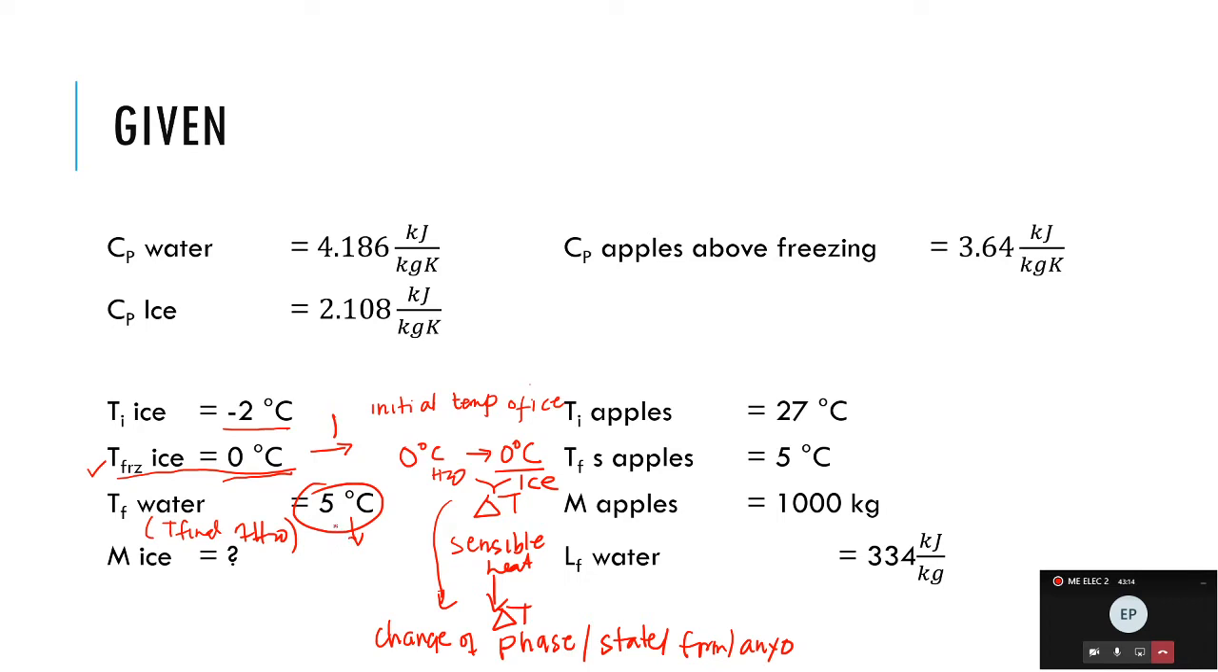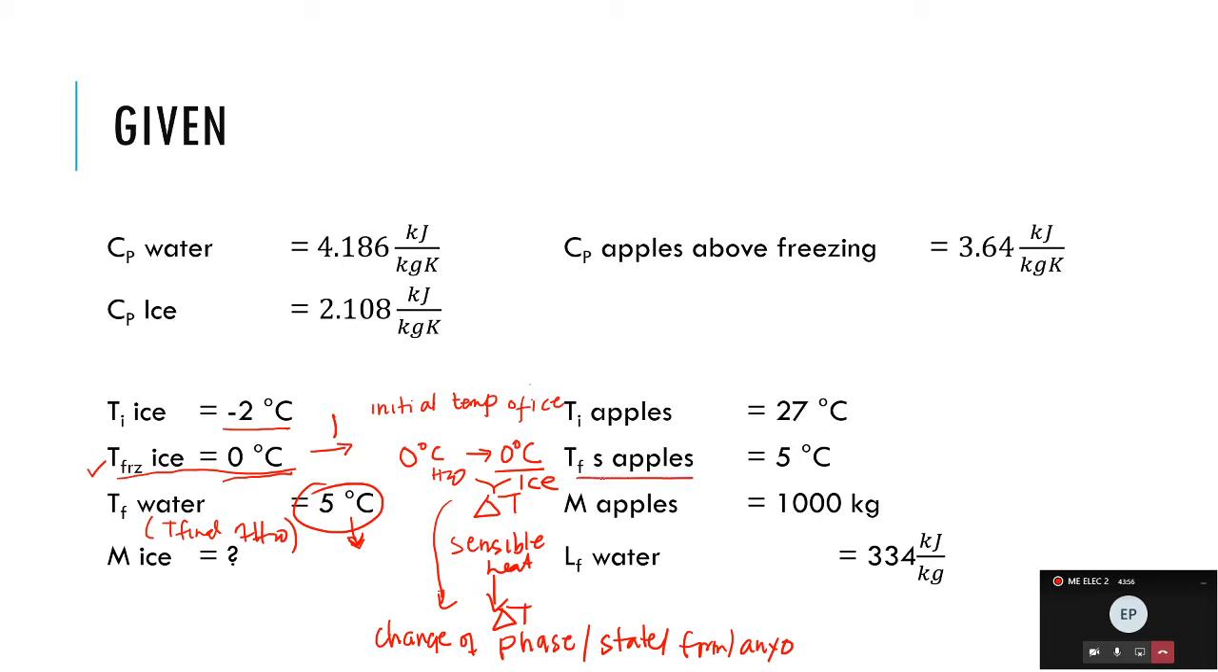Na-reach na ba natin yung temperature, yung freezing ng water here? Hindi. Naging yelo ba to sa 5? Hindi. Hindi, di ba? Kasi ang yelo ay 0 degree centigrade. So ibig sabihin, ang final temperature lang na nagmamatter sa yelo ay 5. At yun din ang temperature na final ng apples, right?